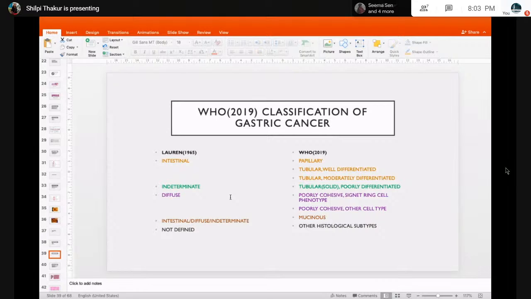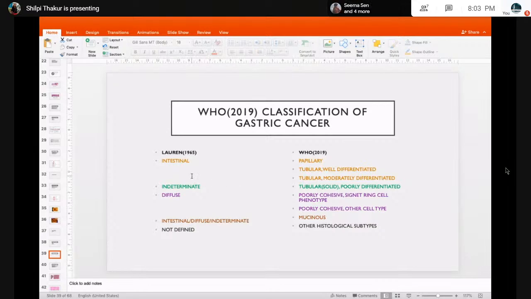So what I have done is, the most useful... Actually, Lauren is the oldest classification of gastric cancer, and the newest is the WHO 2019. So I've just tried to compare between the two.